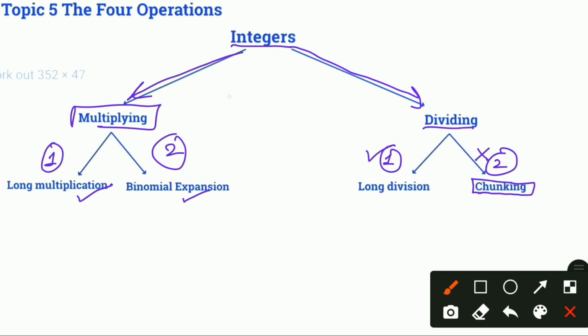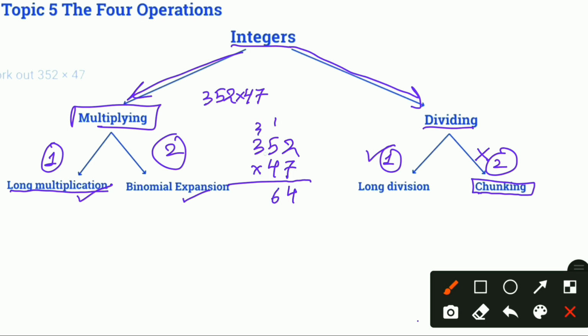Let's say that we have the question: work out 352 multiplied by 47. So let's start with long multiplication. 352 multiplied by 47. 7 times 2 is 14, carry 1. 7 times 5 is 35, so 36, 3 is up. 7 times 3 is 21, 22, 24.